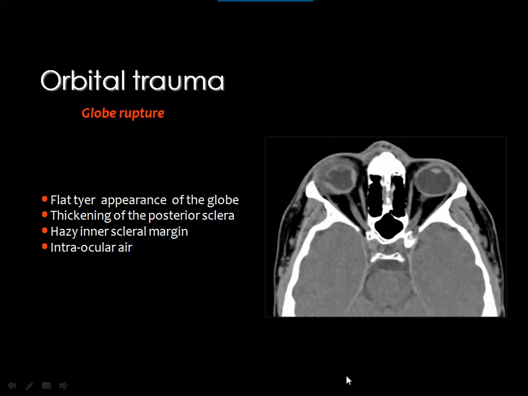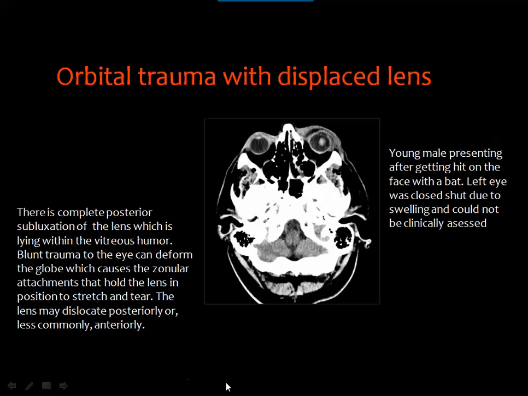The orbital trauma will be handled in full detail in the section of maxillofacial injuries, but here is something about the globe which has been ruptured, and these are the signs of globe rupture. I will mention them once more in the imaging of maxillofacial trauma. The flat tire appearance of the globe, thickening of the posterior sclera, hazy inner scleral margin, and of course intraocular air. All these are the signs of globe rupture compared to the intact globe on the left side.